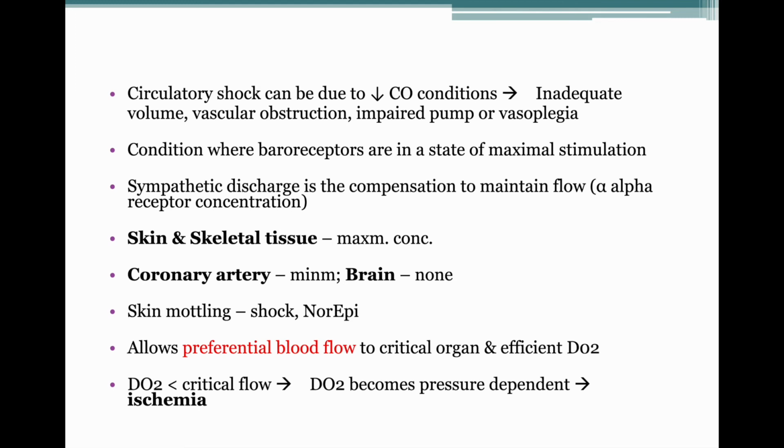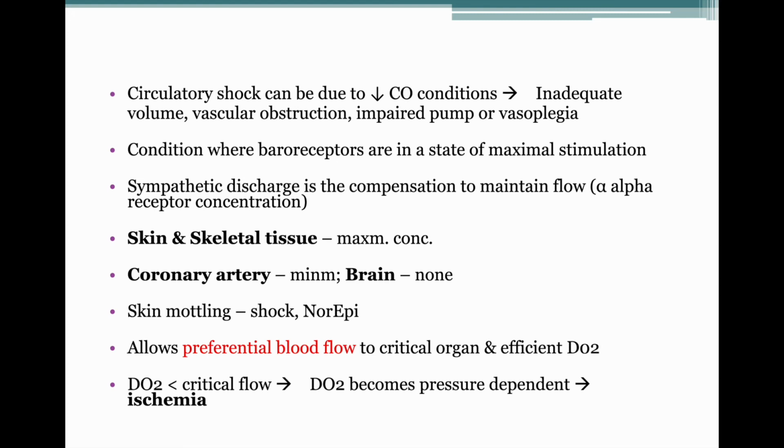So this is a condition where baroreceptors are in a state of maximal stimulation, and the sympathetic discharge is the compensation to maintain flow. The alpha receptor effect is directly proportional to the alpha receptor concentration, as I told earlier. Skin and skeletal tissue have maximum concentration, so the maximum effect will be seen there. The coronary arteries have minimum alpha receptor concentration and the brain has none. That explains skin mottling in shock or with high doses of norepinephrine. Suppose the dose of norepinephrine is very high, or there is severe shock so that the autoregulatory norepinephrine release is so high that it causes severe vasoconstriction in the skin, thus causing skin mottling.